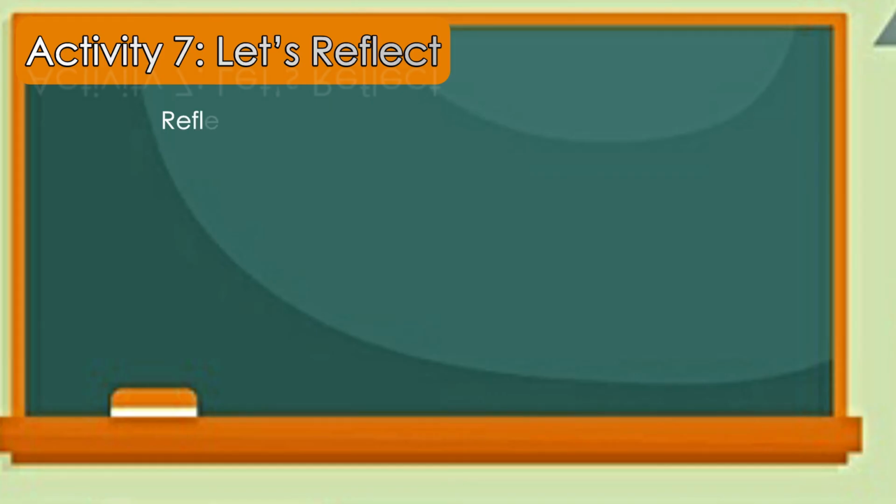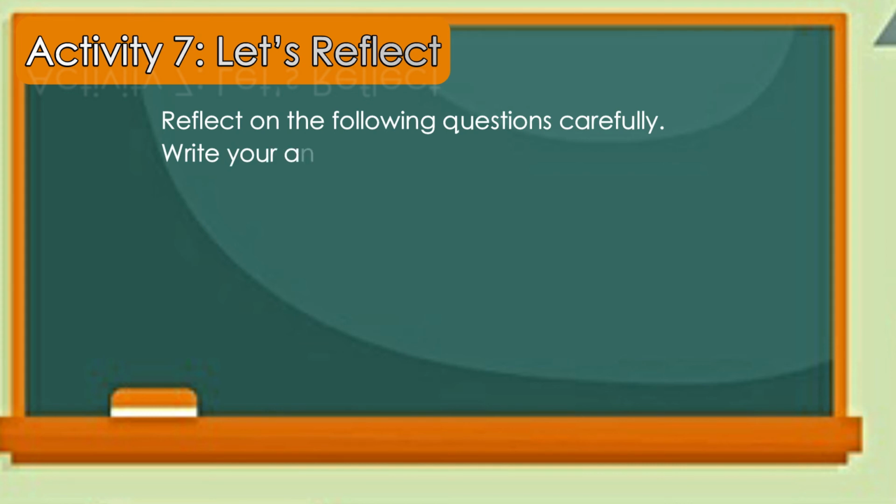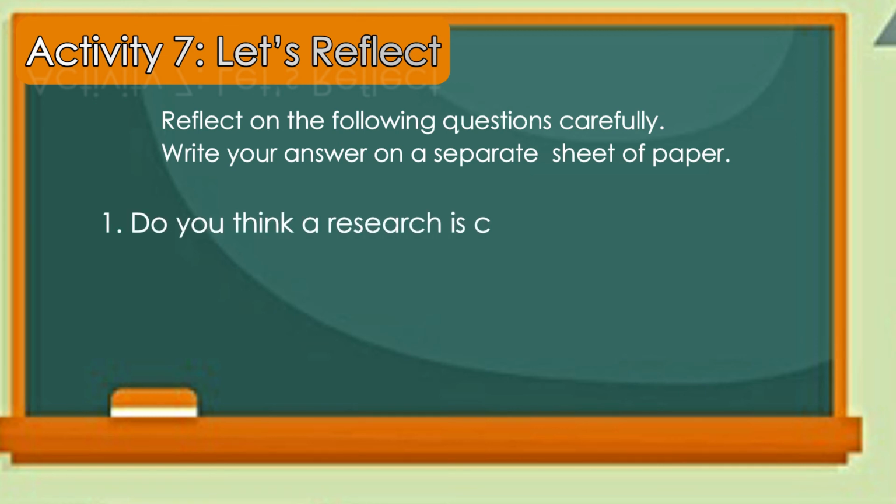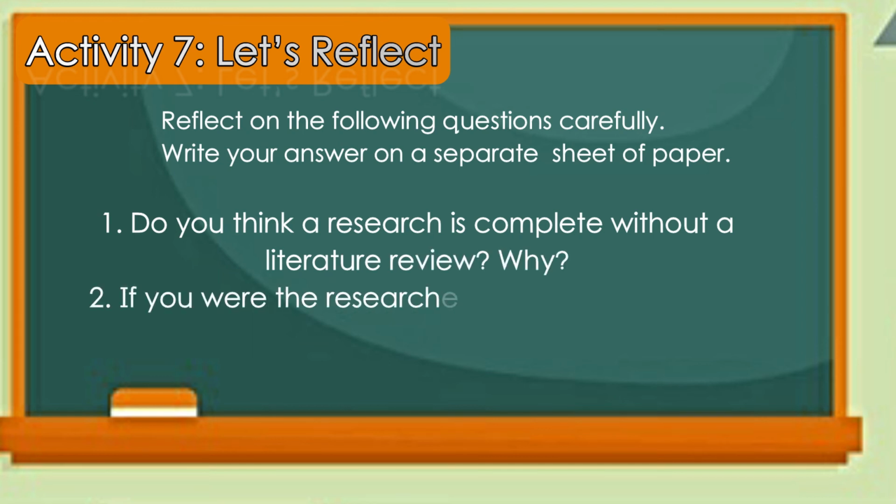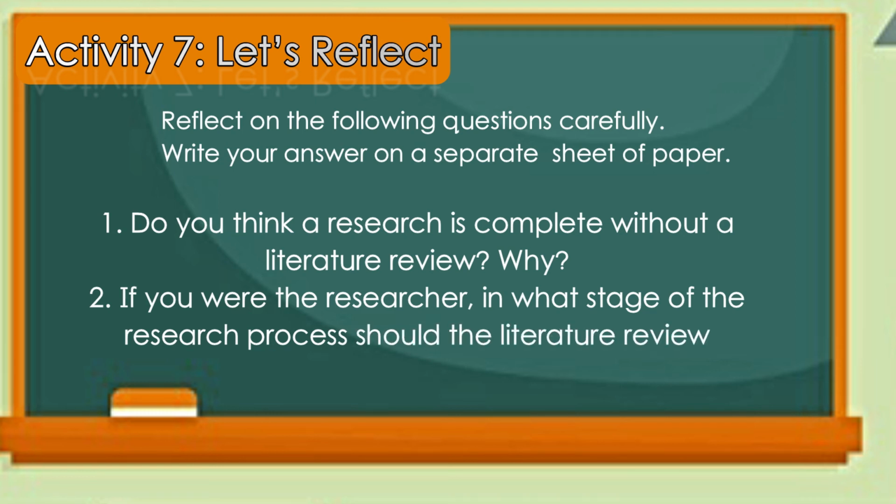For Activity 7, let's reflect. Reflect on the following questions carefully. Write your answer on a separate sheet of paper. Number 1. Do you think the research is complete without a literature review? Why? Number 2. If you were the researcher, in what stage of the research process should the literature review be conducted, and why?